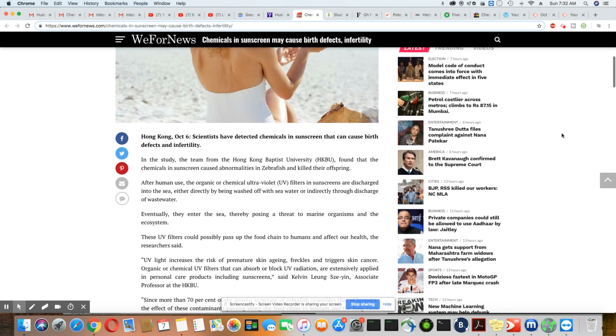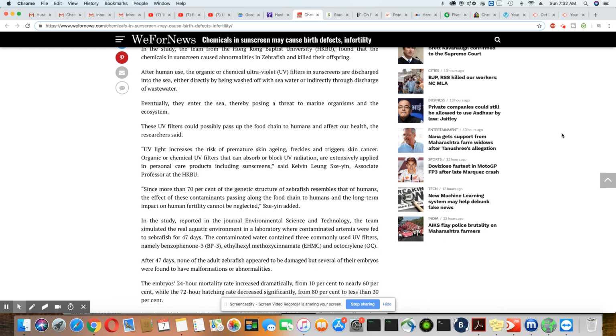So after human use, the organic or chemical ultraviolet filters in sunscreen are discharged into the sea, either directly by being washed off with seawater or indirectly through discharge of wastewater. Eventually, they enter the sea, thereby posing a threat to marine organisms and the ecosystem. These UV filters could possibly pass up the food chain to humans and affect our health, the researchers say.